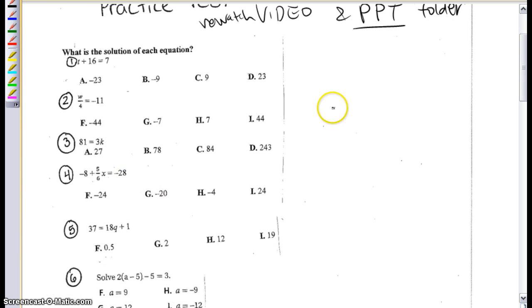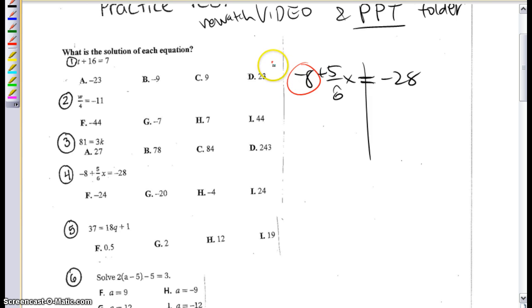On number 4, we have negative 8 plus 5/6 of an x is equal to negative 28. Here we're using an equal sign. I'm going to draw a line there. To isolate x, I have to undo some of the numbers that are next to it. So I'm going to first undo the negative 8. A negative 8 is the same as a minus 8. So when I move that over, it's plus 8.